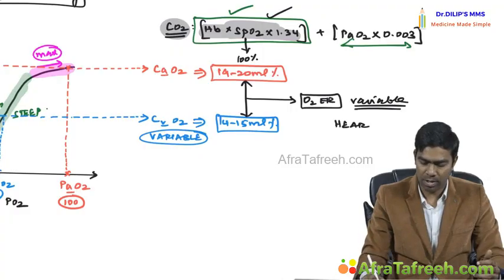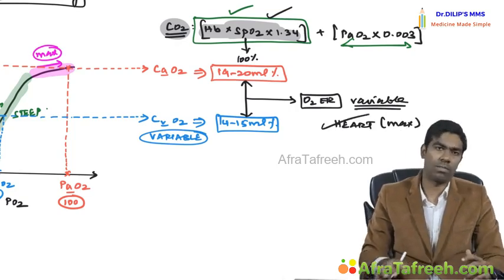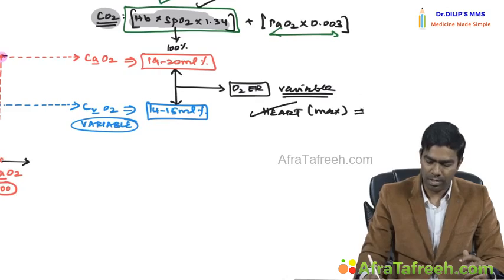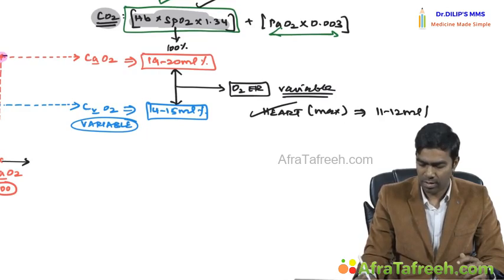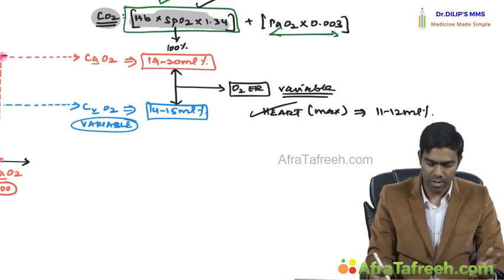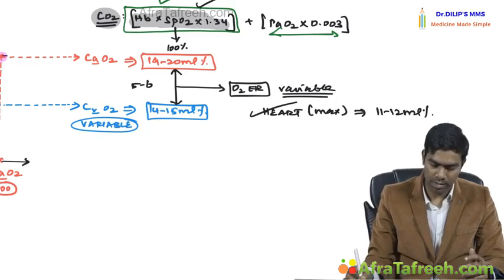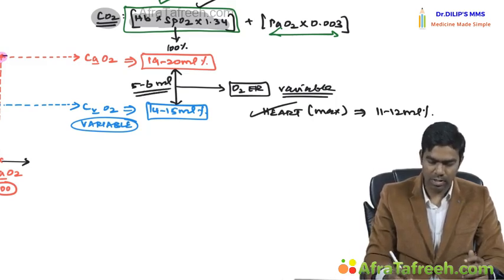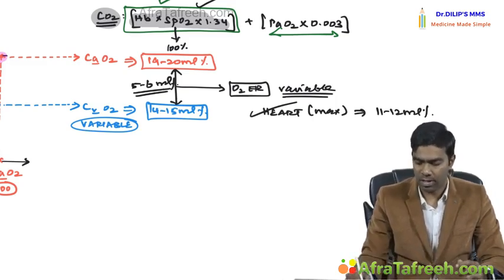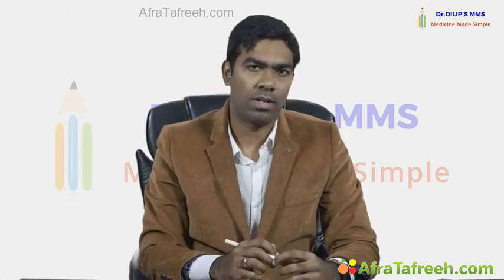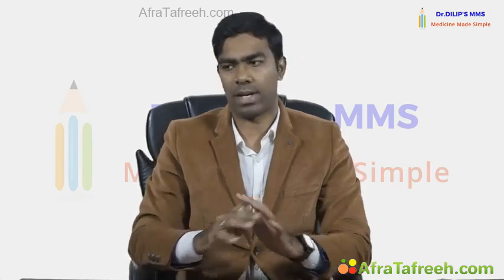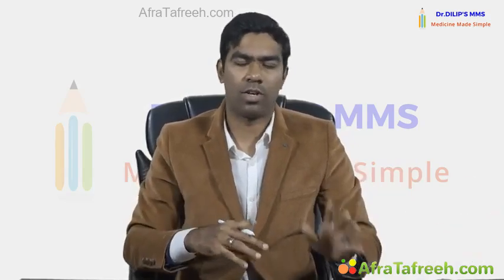So the difference is maximum for the heart, which means the heart is the one that's going to extract the maximum oxygen from arterial blood. The difference in the heart is supposed to be around 11 to 12 mLs per deciliter. But here you see the difference is only approximately 5 to 6 mLs per deciliter. This is overall. But in the heart, it is 11 to 12 mLs per deciliter. So the one organ that extracts the maximum amount of oxygen from arterial blood is your heart.